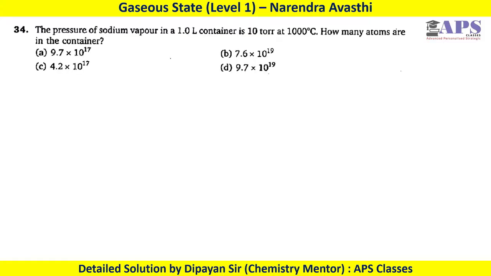In question number 34, the pressure of sodium vapor in a 1.0 liter container is 10 torr at 1000 degrees centigrade. How many atoms are in the container? So 1 torr is nothing but 0.0013 atm, or we can write it like 1 by 76 atm.